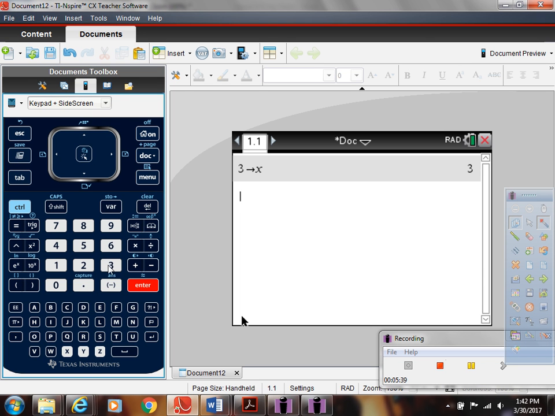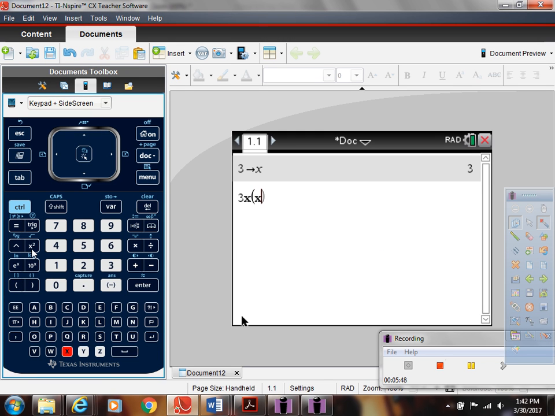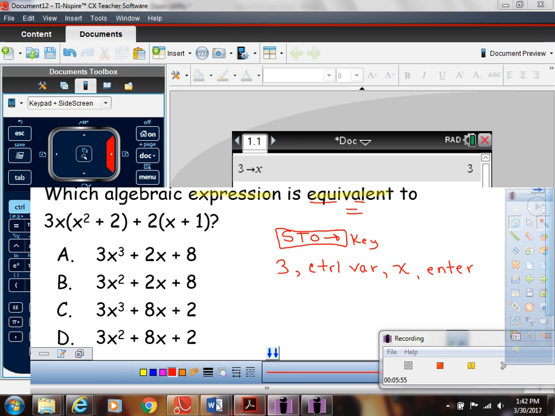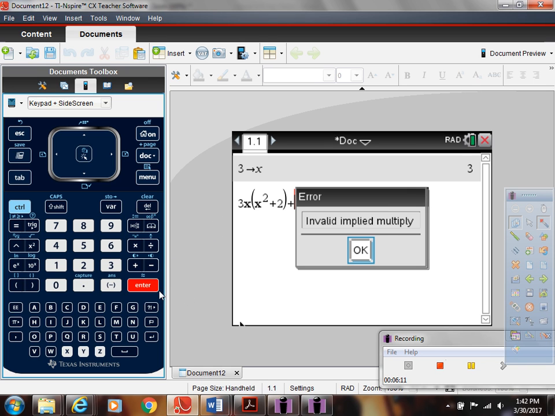So let's type in 3x, parentheses, and then it's x squared plus 2. So x squared plus 2. And then I have what? Plus 2, parentheses, x minus 1. So plus 2, parentheses, x plus 1. Okay, everything right? Yeah. So when you press enter, what happened?